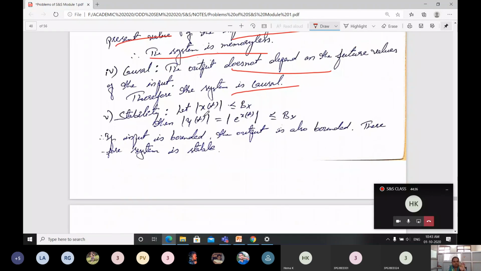Of course it is going to be stable only. Let x of t be bounded by bx, then y of t, the given function e power x of t, is less than or equal to e power bx. If the input is bounded, the output is also going to be bounded. Therefore the system is stable.